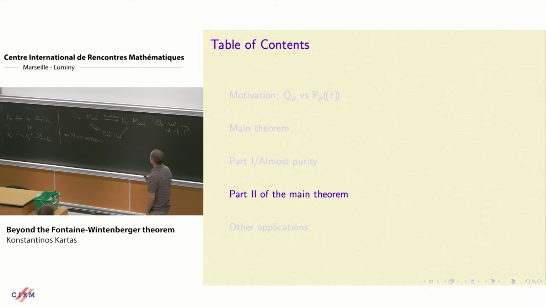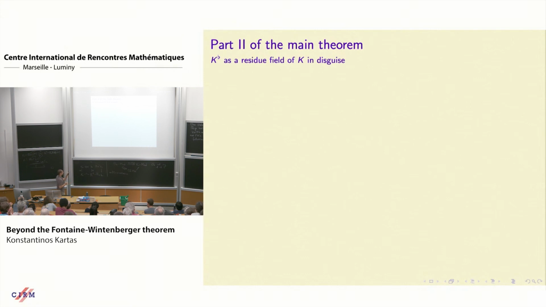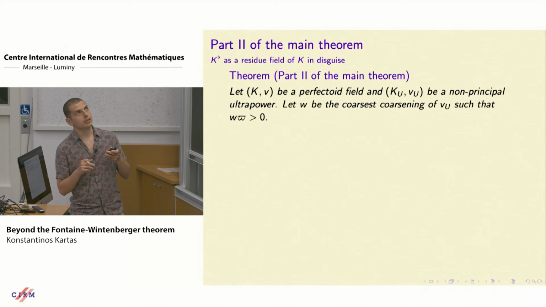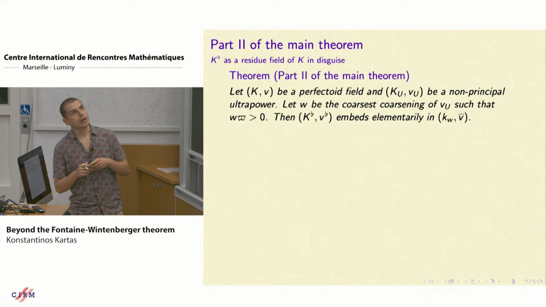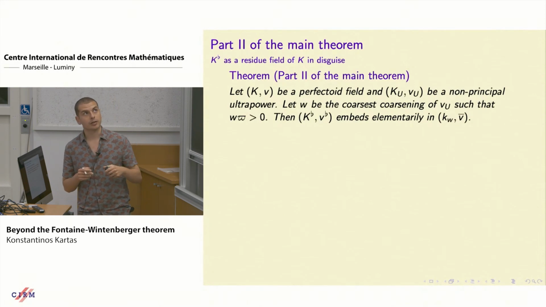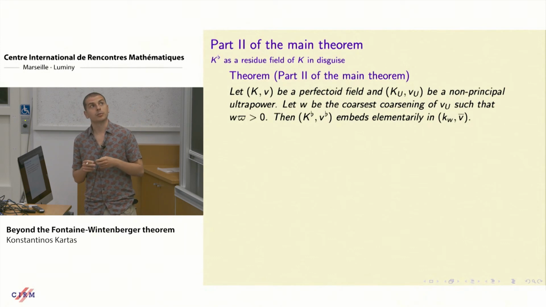So part two is the part which says that the residue field is the tilt in disguise. So here's the usual setting. You take your perfectoid field, you pass to the ultra power, you make the coarsening, then K flat, V flat embeds into KW, even elementarily. That's the emphasis actually of this part.